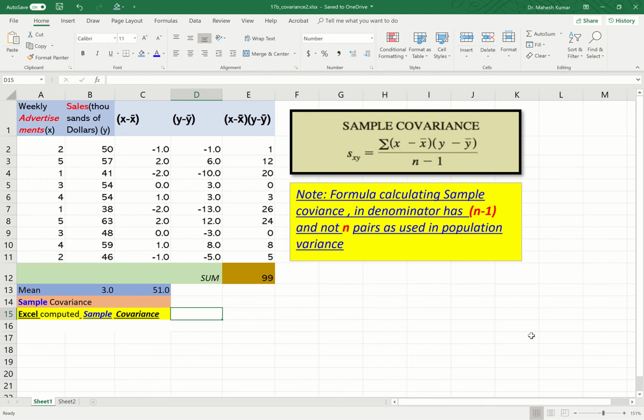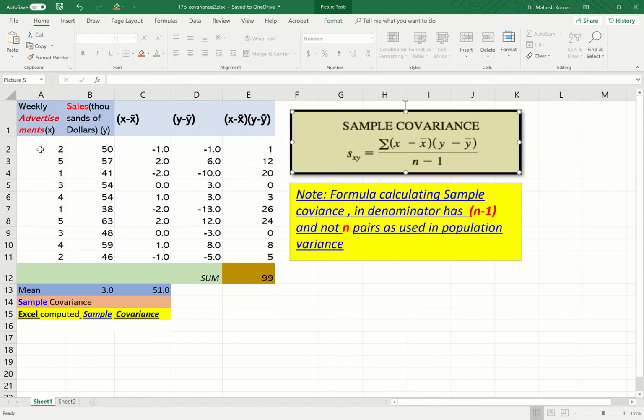Here we are learning about sample covariance. And as you see in this formula, sample covariance is calculated as (x minus x bar) times (y minus y bar). These two values are multiplied and we take a sum of that. And then this is divided by n minus 1. N is the number of pairs of observations.